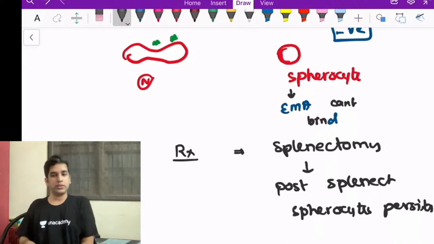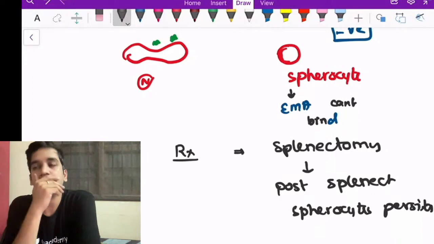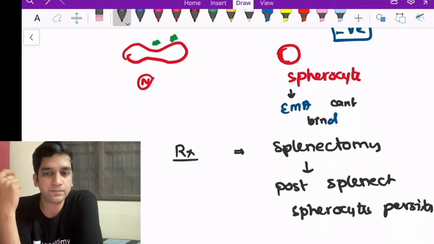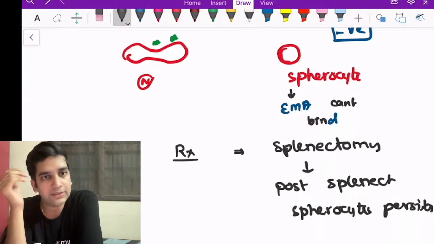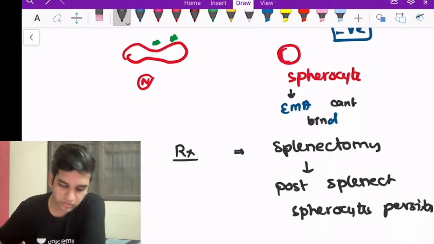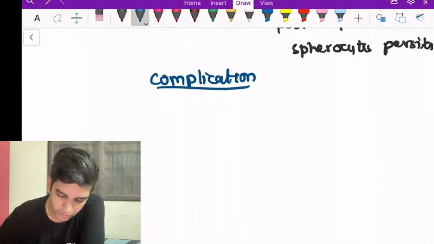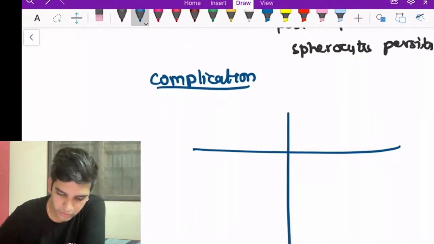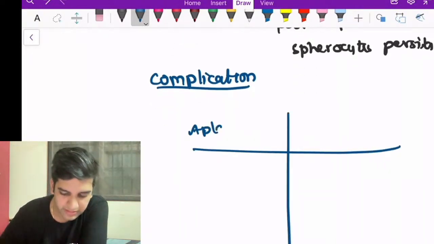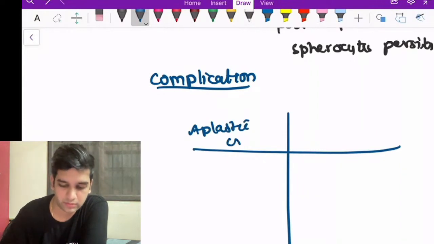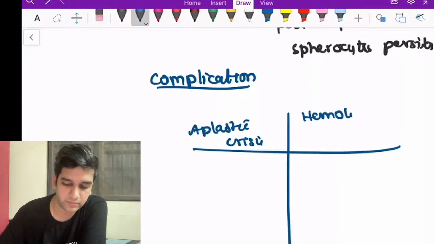We'll try to look at the complications as well. I have 2 complications for every hemolytic anemia that will be seen here also. This complication can be applicable for every hemolytic anemia from head to foot. You have 2 complications. One is aplastic crisis. The other is hemolytic crisis.